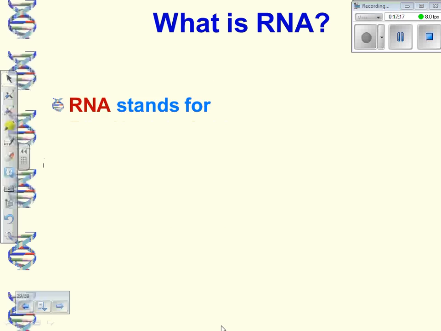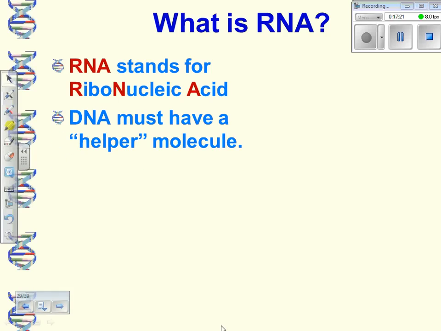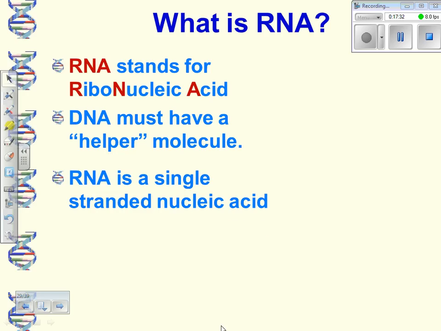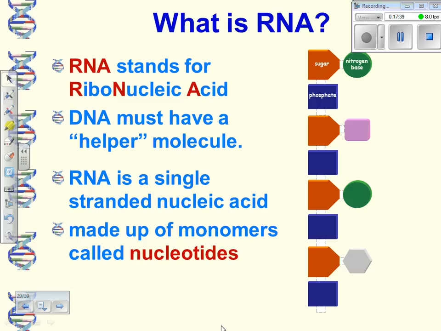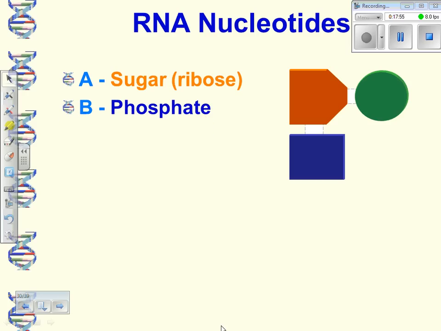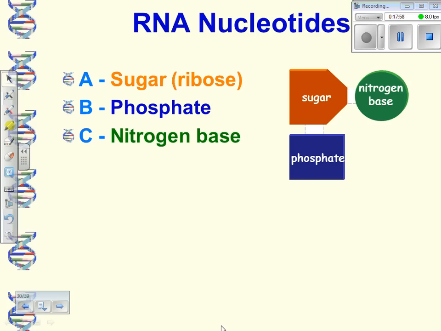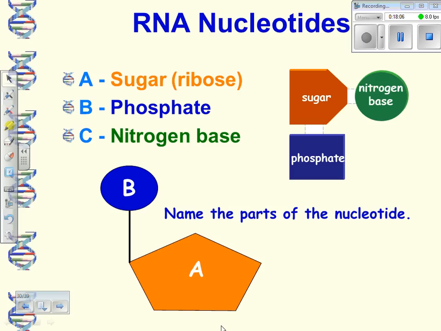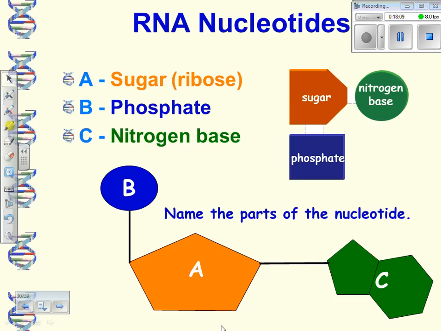Okay, real quickly we're going to talk about RNA. RNA stands for ribonucleic acid. It's a helper molecule for DNA. In other words, it helps interpret the DNA code for traits. The difference between DNA and RNA is single-stranded. That's one difference. It's made up of nucleotides as well, just like DNA, except the N bases, the nitrogen bases, are a little bit different. The sugar is ribose. You do have phosphates, and you have the nitrogen bases. Okay, just like in DNA. Again, A is the sugar, B is the phosphate, C is the nitrogen base.